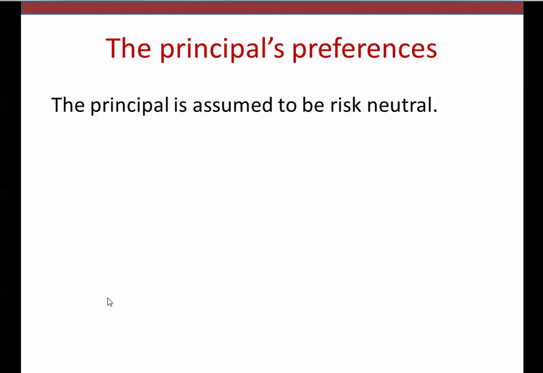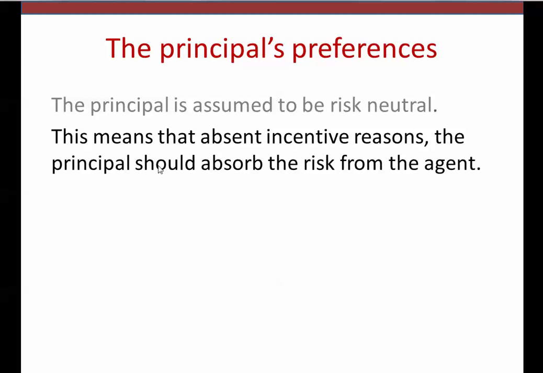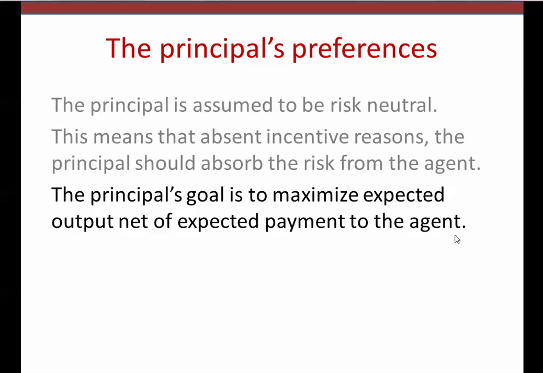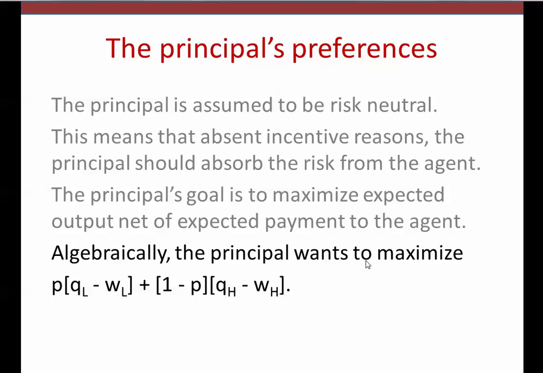The principal is assumed to be risk neutral. This is partly to keep the model simple, but it also is to make it more like the insurance case. This means that absent incentive reasons, the principal should absorb the risk from the agent. The principal's goal is to maximize expected output net of expected payment to the agent, and this is the expected profit for the principal. It's the expected output net of the expected payments.